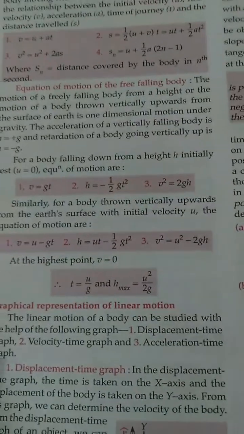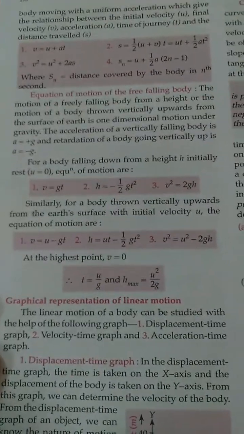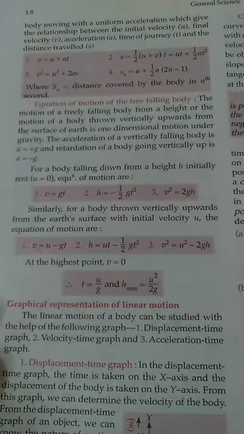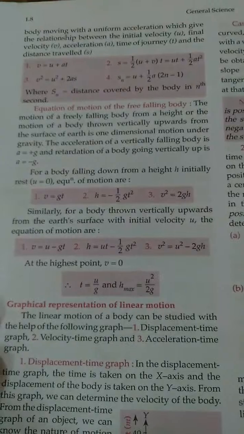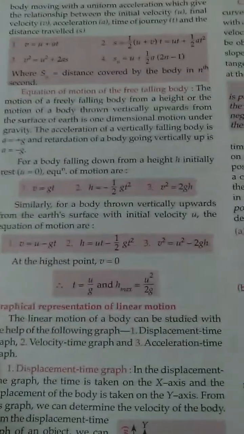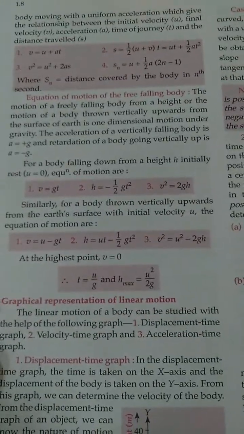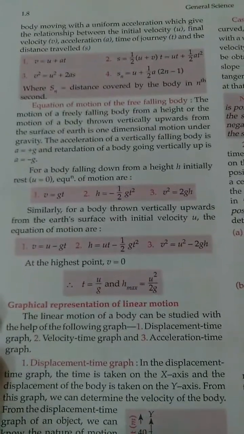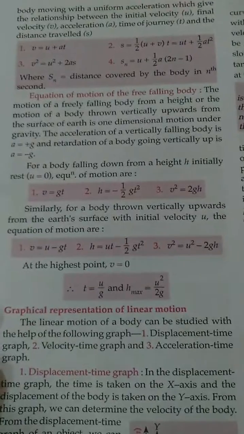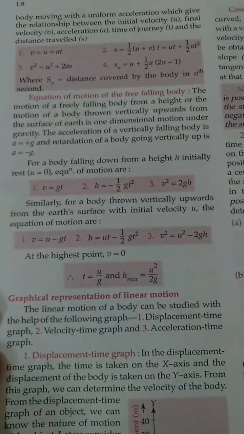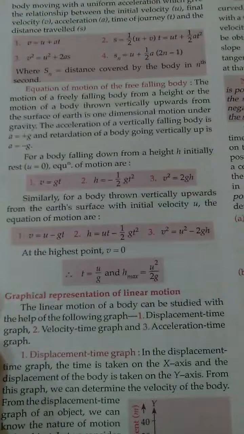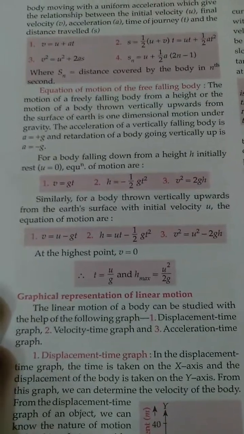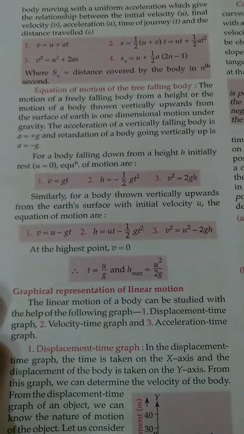Equation of motion of the freely falling body. The motion of the freely falling body from a height, or the motion of a body thrown vertically upwards from the surface of the earth, is one dimensional motion under gravity. The acceleration of a vertically falling body is a equal to plus g, and the retardation of a body going vertically up is a equal to minus g. For a body falling down from a height h initially at rest, u equal to 0. Equations of motion are v equal to gt, h equal to half gt square, v square equal to 2gh.